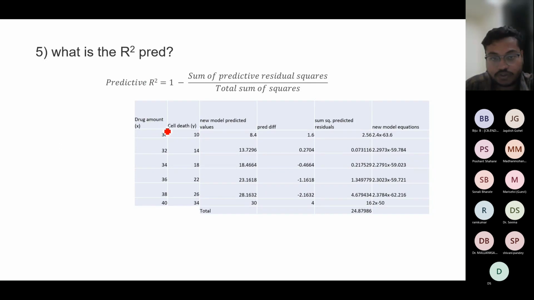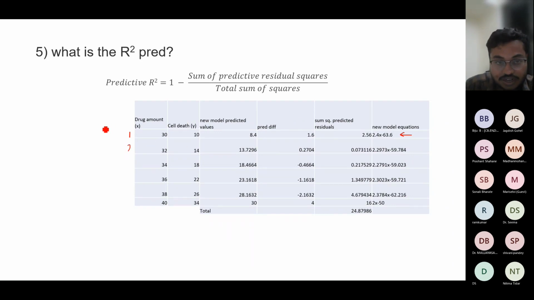So for the case number one, we'll leave out this point, 30 and 10. We'll fit a model to these four points, 32, 34, 36, 38, and 14, 18, 22, 26. And then we'll get an equation like this for the first model. Then we'll put the value of x as 30 here to get the predicted y value from the new model, which will be 8.4. Then we'll find the difference between this value and the actual y value, which turns out to be 1.6. We'll square it, which is 2.56. And similarly, we'll do that for all these rows.